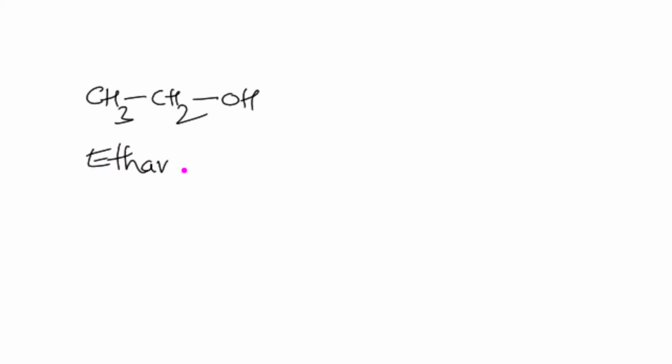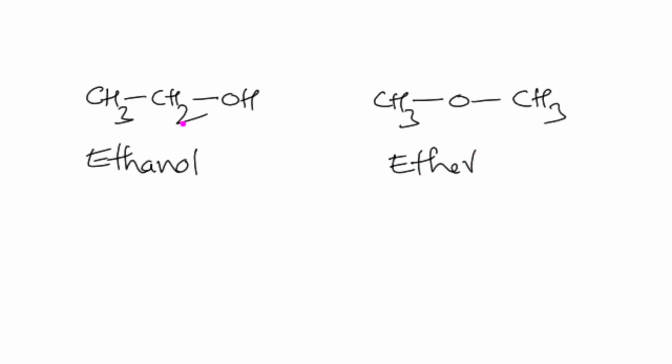Now we can compare the boiling points of alcohols with the isomeric forms of ethers. For example, I have CH3, CH2, OH. This is ethanol. The isomeric form of this ethanol is CH3OCH3. Same molecular formula but different functional group. This is ether. And the alcohols have a greater boiling point as compared to ethers.